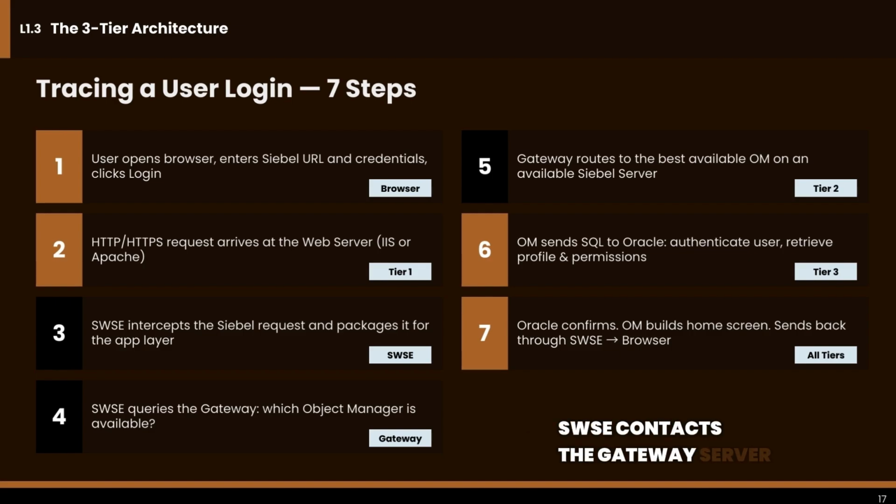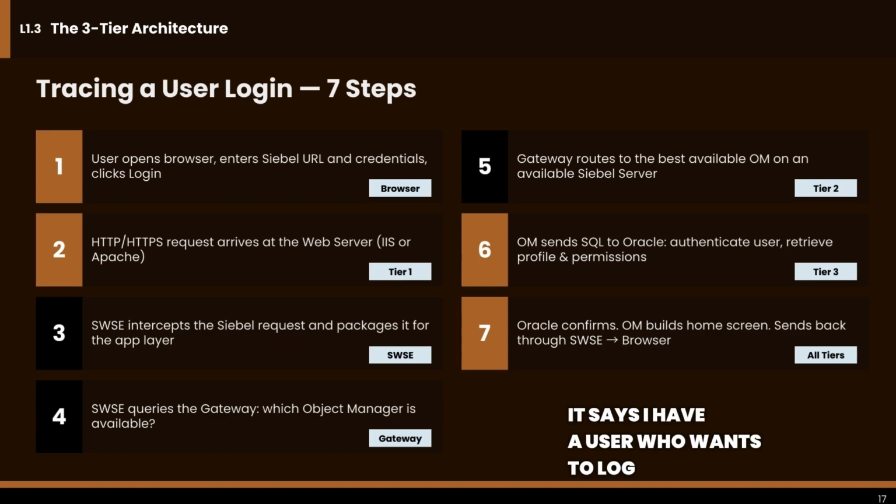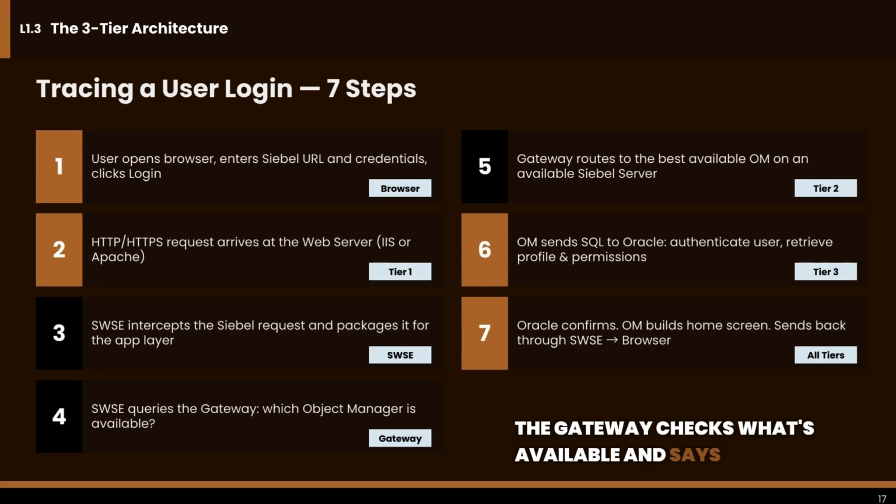SWSE contacts the gateway server. It says, I have a user who wants to log in. Which server and which object manager should I use? The gateway checks what's available and says, send this to Siebel server 2, for example, object manager instance 5. The request is routed to that specific object manager.